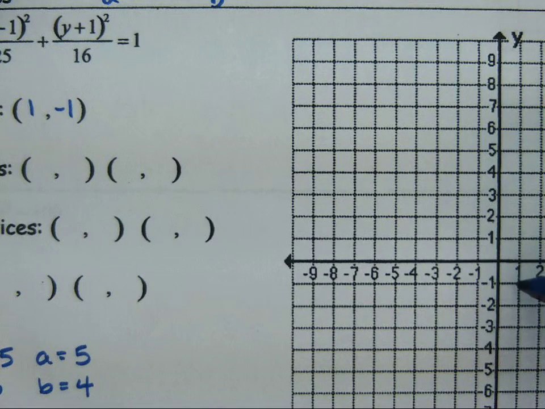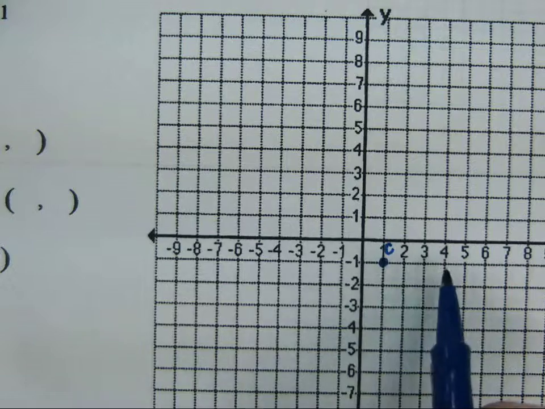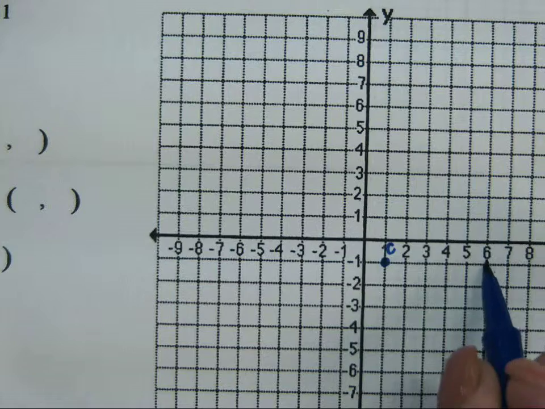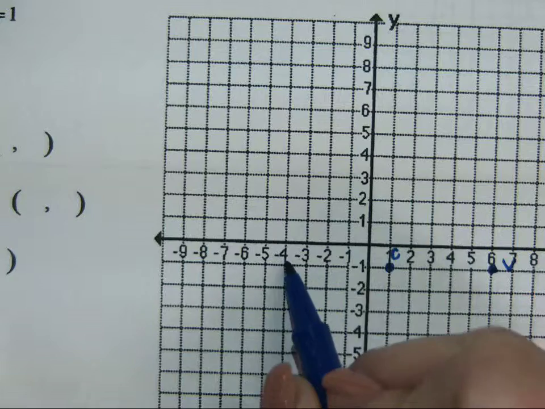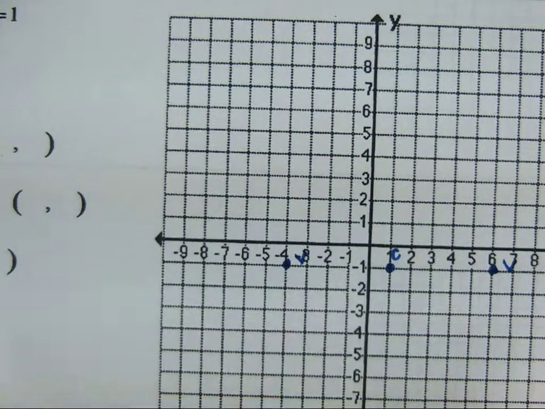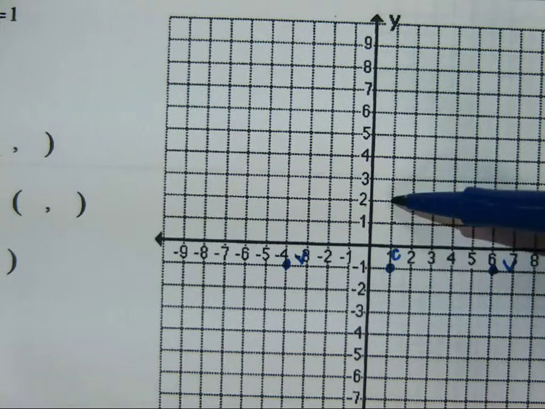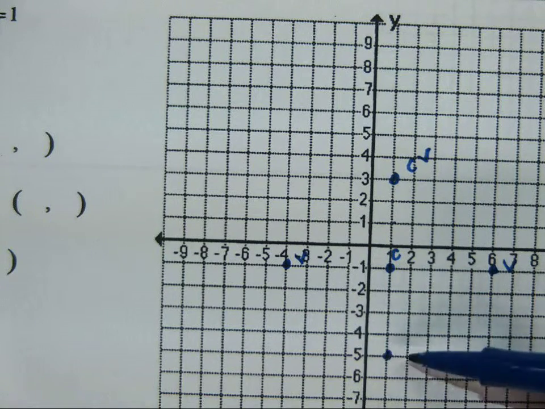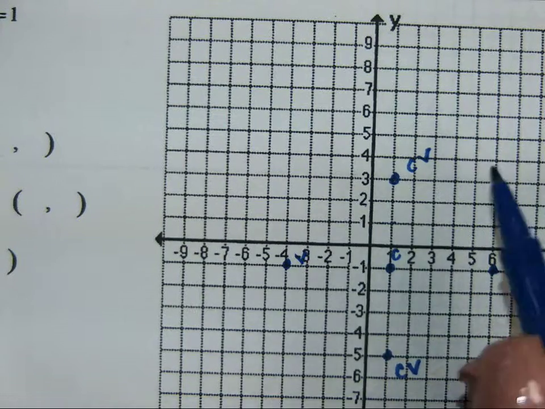All right, so at (1, negative 1), that's my center. And then, I'm on a major axis that's horizontal, so I'm going to plot my a values this direction. So I need to count out 5 away from it. 1, 2, 3, 4, 5. And that's a vertex. And going the other direction, 1, 2, 3, 4, 5. And then I need to go up 4 from the center to get to my co-vertex. 1, 2, 3, 4. And that's a CV. And 1, 2, 3, 4, that's another CV.